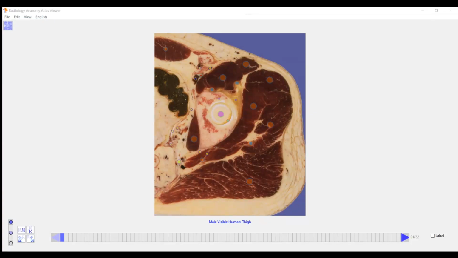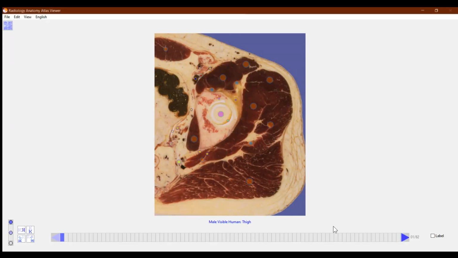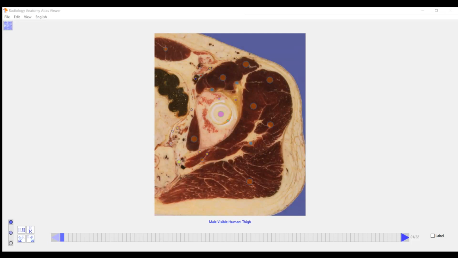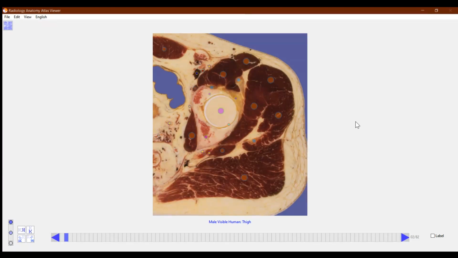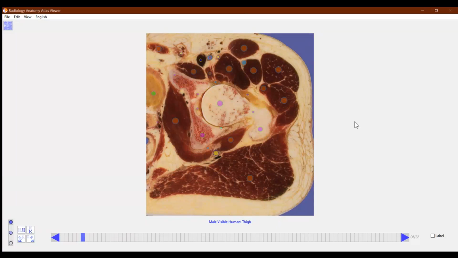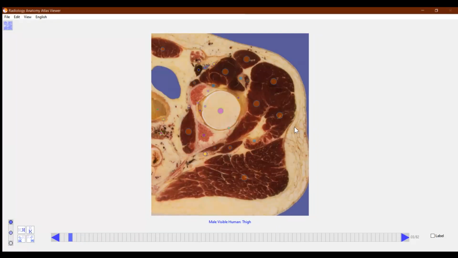See here, I have made a cross section of my hip joint, from the level of the pelvis down to the thigh. When I move down slowly, you can see I'm looking along the acetabulum. This one is the acetabulum.